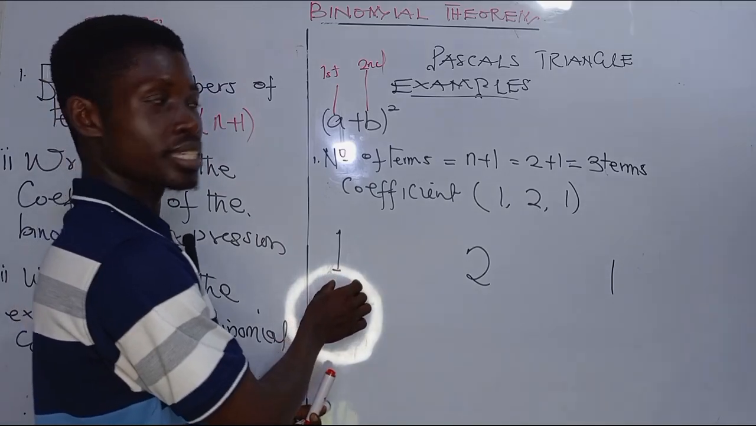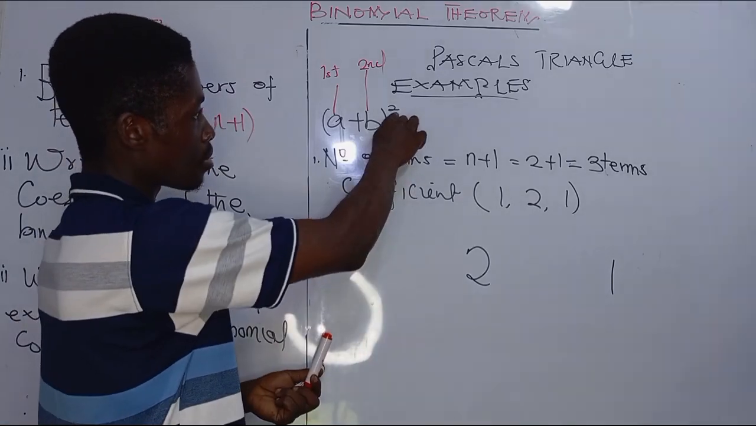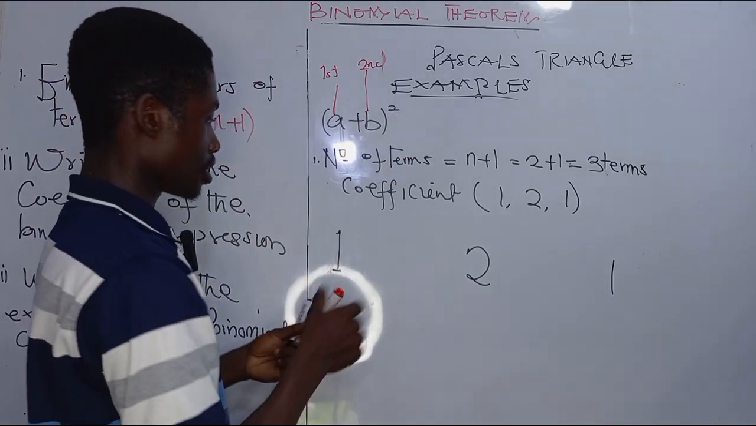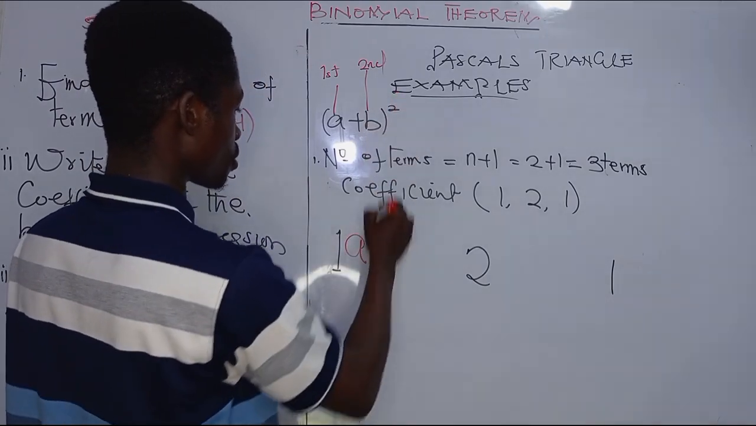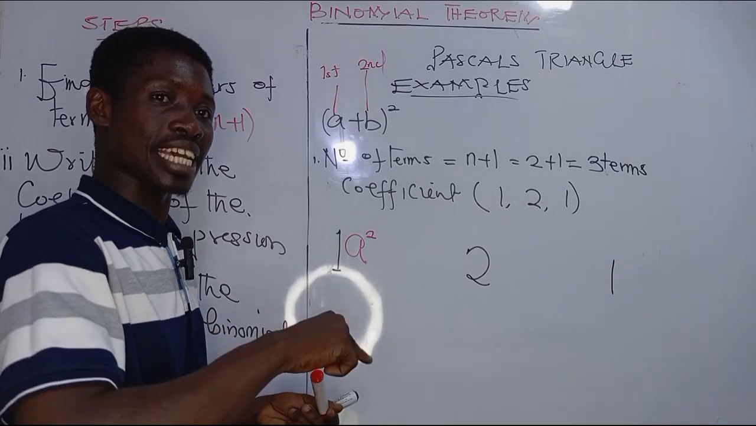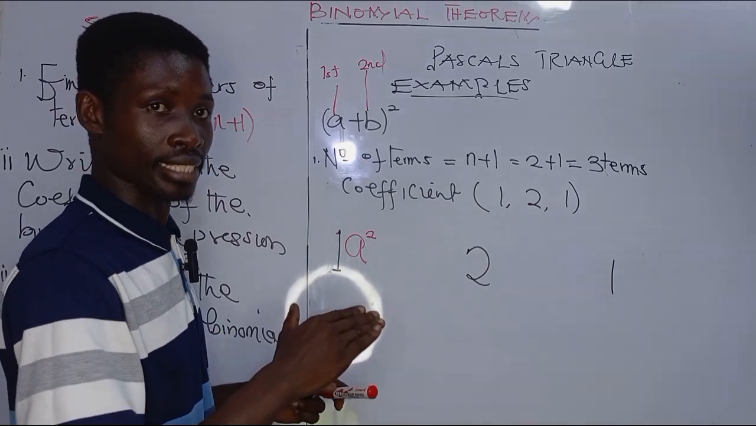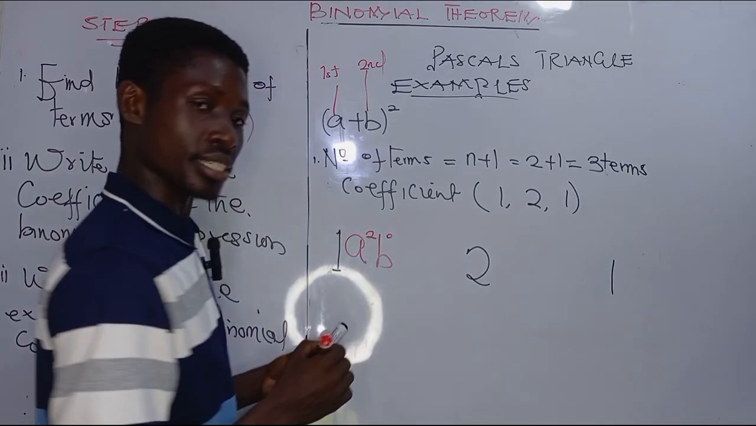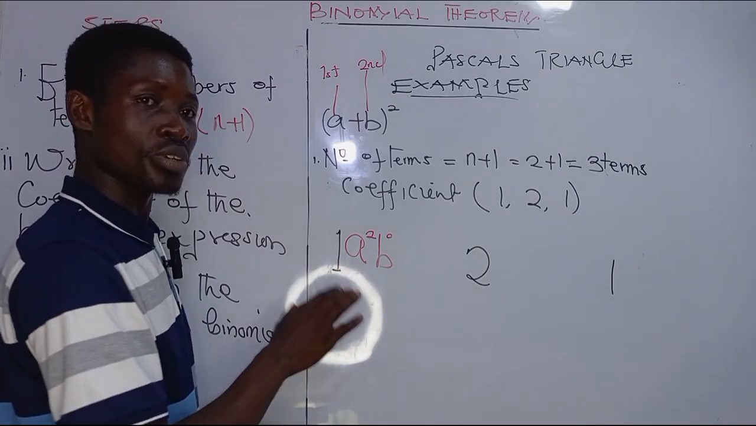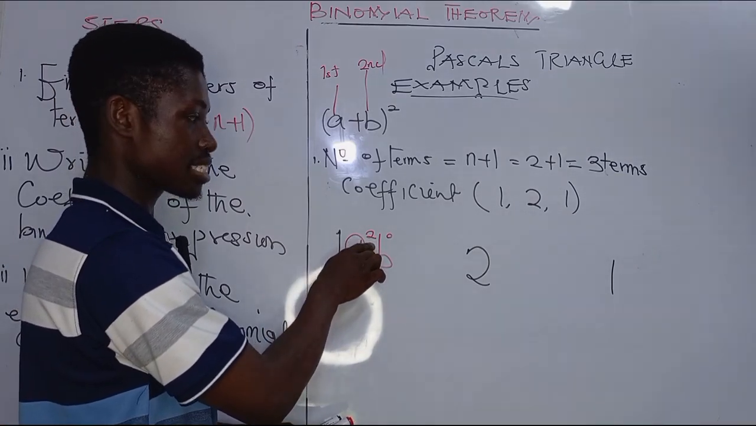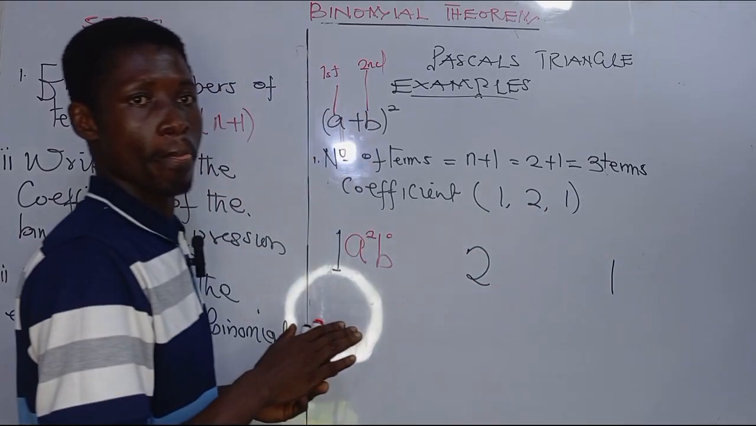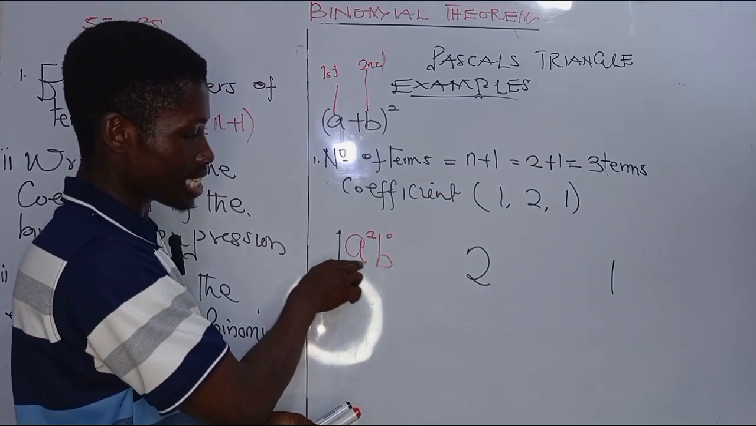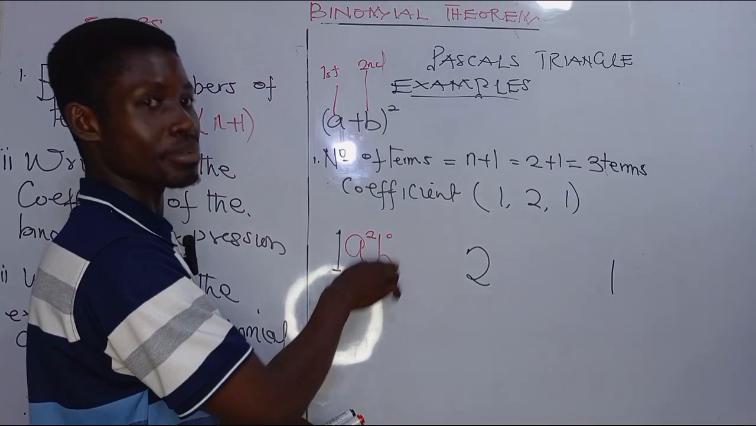Now the first term always carries all the power of the binomial expression. So the a is going to carry the whole power. So we are going to have a raised to the power 2. And then the second term takes a power of 0, which is nothing. So b takes a power of 0. Now the power of the first term decreases in that order, and the power of the second term increases.